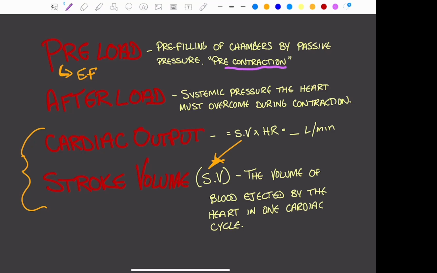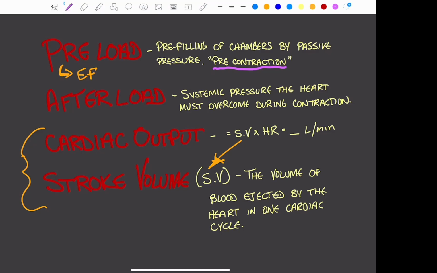It's that passive filling. If there's a lot of blood pressure in your systemic circulation, it's going to fill that right atrium a little bit more than it normally would if it was a low blood pressure. So it's that passive fill of the chambers.